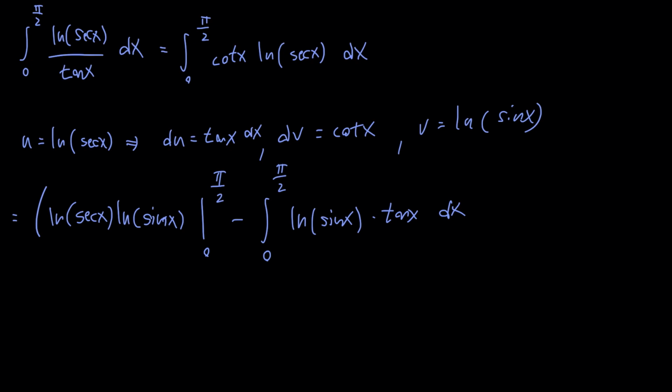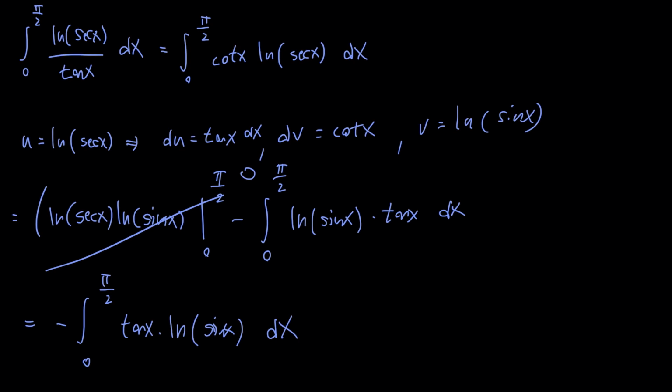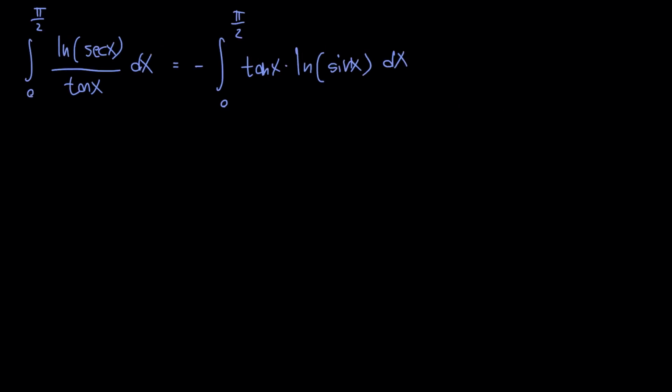And as x approaches 0 and x approaches pi over 2, this will go to 0, and we're left with negative the integral from 0 to pi over 2 of the tangent of x times the natural log of the sine of x dx. So with integration by parts, we have that the integral is negative the integral from 0 to pi over 2 of the tangent of x times the natural log of the sine of x dx.